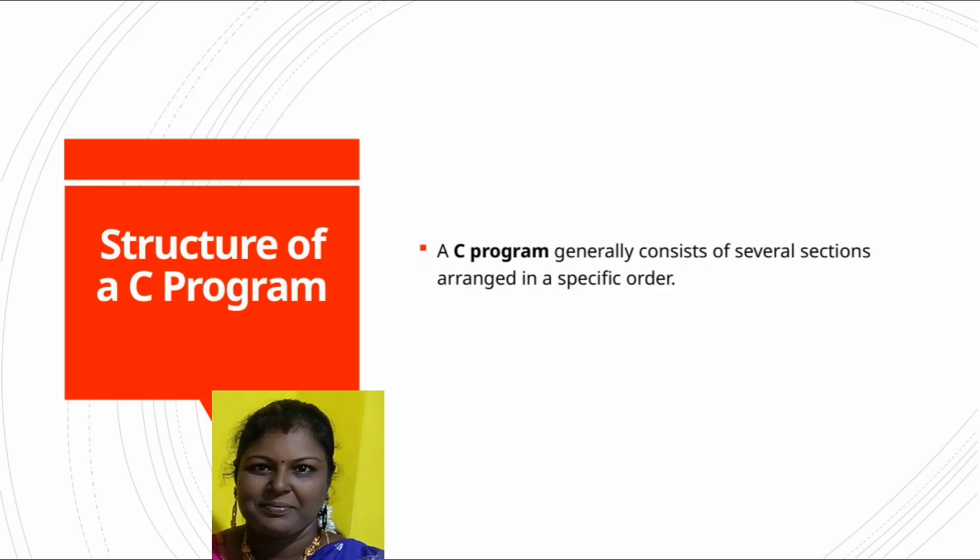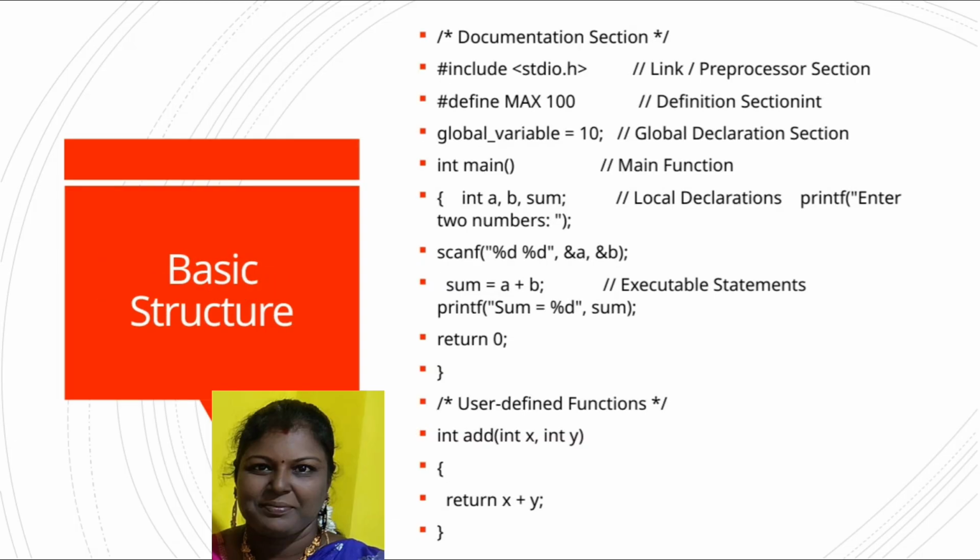Let's take a look at the basic structure of a simple C program. It starts with the documentation and preprocessor section, where we include necessary libraries. Then, we have definitions and global declarations. The main function is where the program begins execution, declaring local variables, taking input, performing calculations, and displaying the result. Finally, user-defined functions like this add function help keep the code organized and reusable. This structure forms the backbone of many C programs.